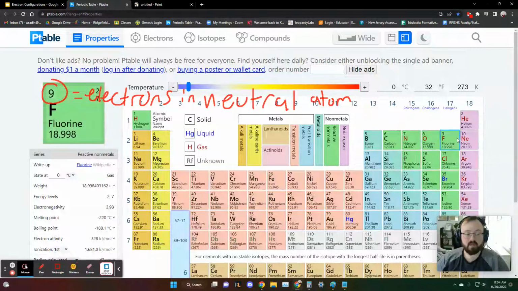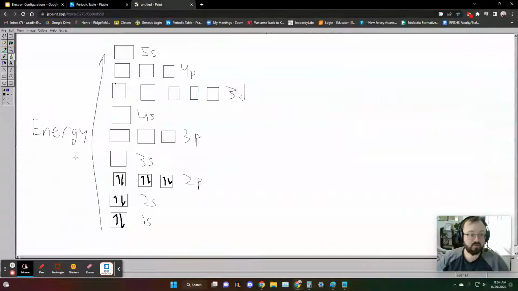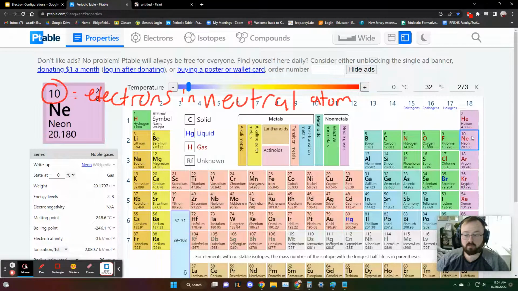So fluorine has 9 electrons. Neon has 10 electrons. Scandium has 21 electrons. And those are the number of electrons that you're going to start to fill up this chart with. So right now, 1, 2, 3, 4, 5, 6, 7, 8, 9, 10. So this is the electron configuration, or the orbitals for neon, 10 electrons.